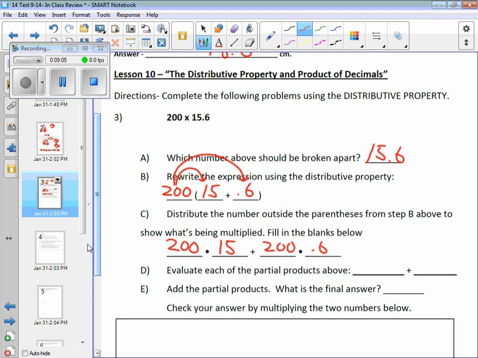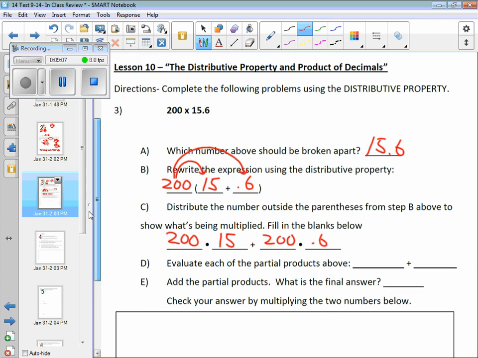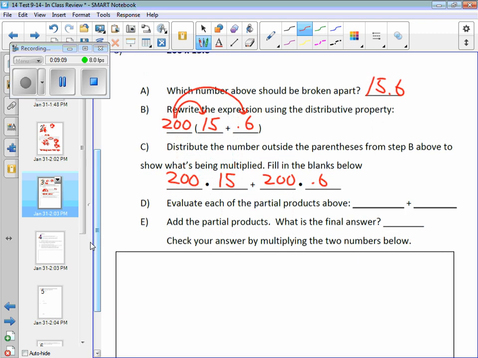Now be careful with the multiplication here, because the amount of zeros is very important. If you choose to do 15 times 2, you'll get 30. And then you've got to add 2 zeros to make 3,000. Not 300, but 3,000.